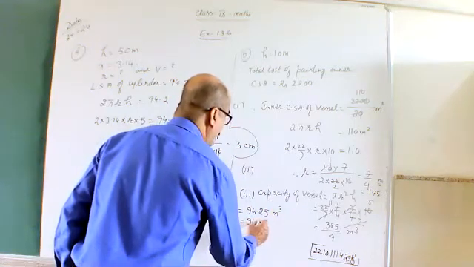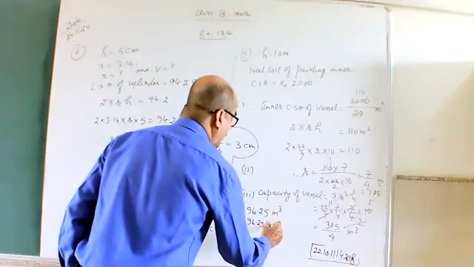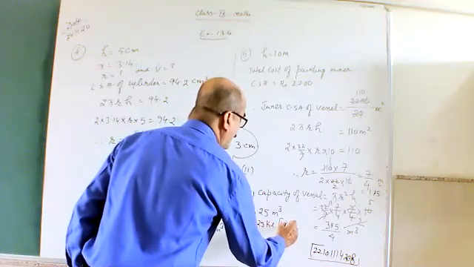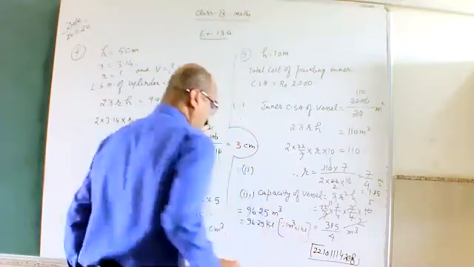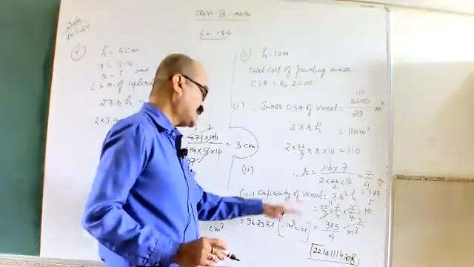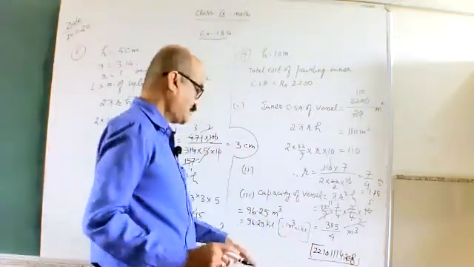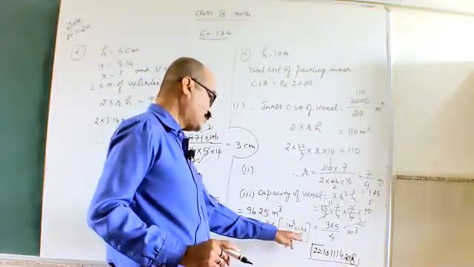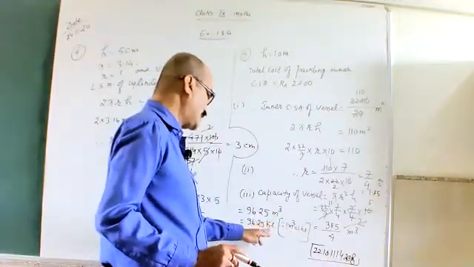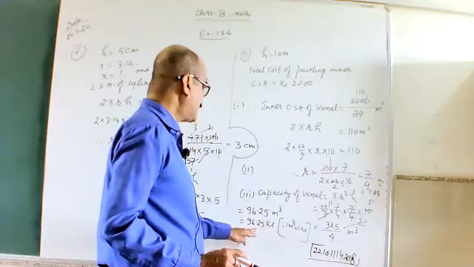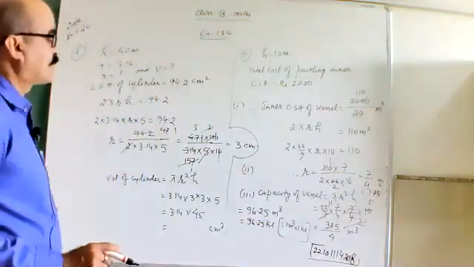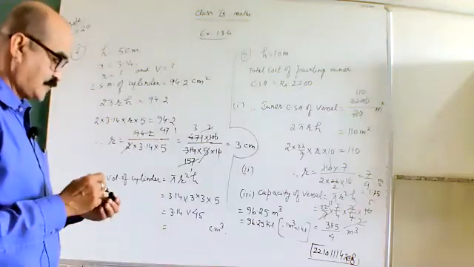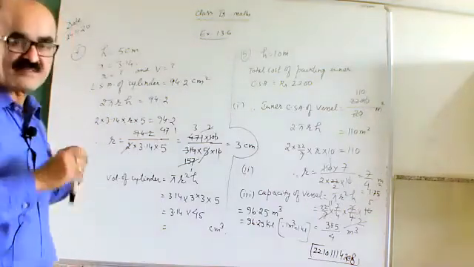And this can also be written as 96.25 kiloliter. Why? Since capacity is always in liter or kiloliter, and 1 meter cube is equal to 1 kiloliter. That is why 1 meter cube is equal to 1 kL. So it is 96.25 kiloliter. Right? So this is the final answer. Please note down.